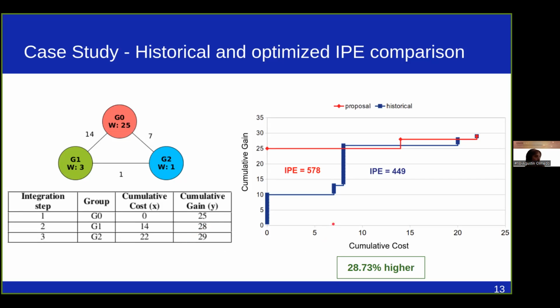The figure shows both the historical and our optimized integration trajectories. The integration process efficiency corresponding to our optimized integration sequence is 578, 28.73% higher than the historical one. And in addition, its number of conflict resolutions is 2, corresponding to the integration of C1 and C2.